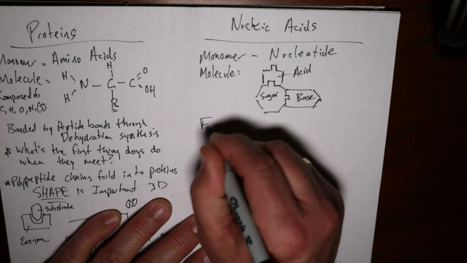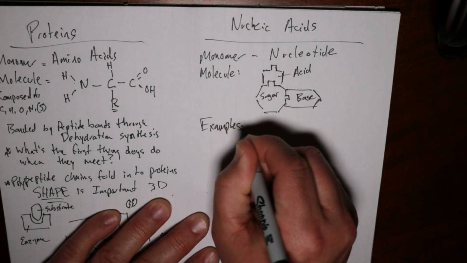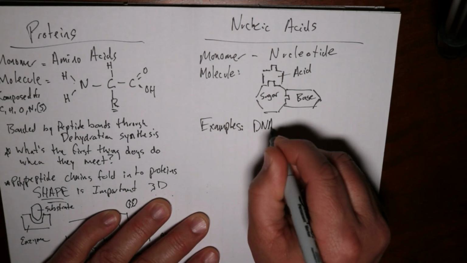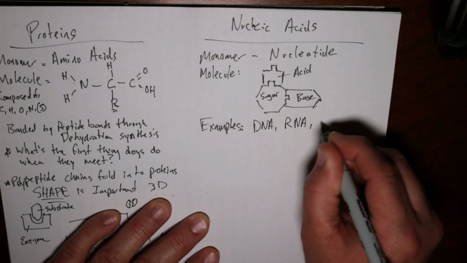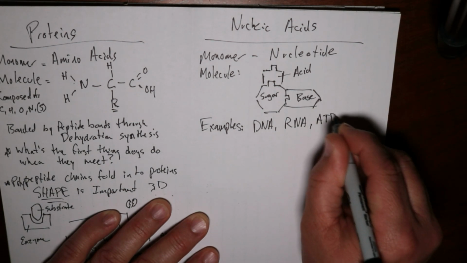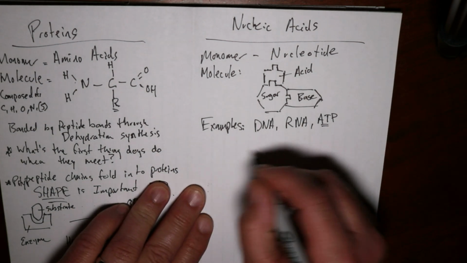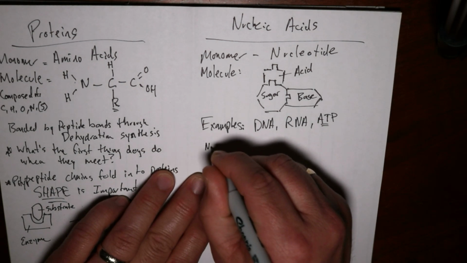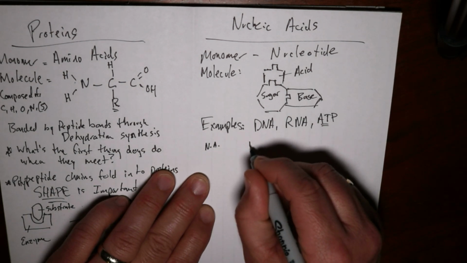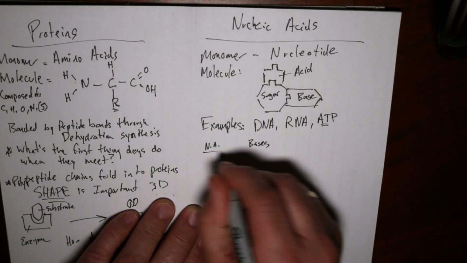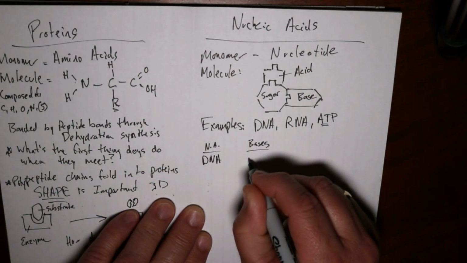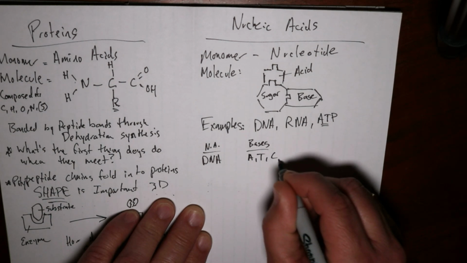What are our examples? We have DNA, RNA, and ATP. I want to put ATP in there because that one kind of stumped us earlier in the year that was actually a nucleotide, nucleic acid. All right, quick chart. We're going to list the different types of nucleic acids over here. I'm just going to put Na for the nucleic acids, and then here we're going to put the bases that they have. So if we are looking at DNA, it has an adenine, thymine, cytosine, and guanine.